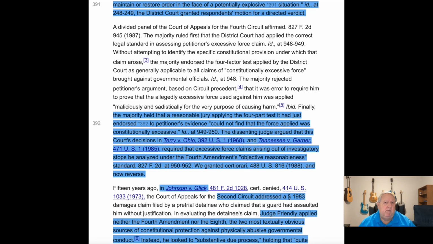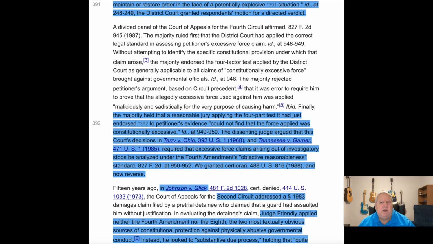Glick, which I will cover in the near future, the Court of Appeals for the Second Circuit addressed a Section 1983 damages claim filed by a pretrial detainee who claimed that a guard had assaulted him without justification. In evaluating the detainee's claim, Judge Friendly applied neither the Fourth Amendment nor the Eighth, the two most textually obvious sources of constitutional protection against physically abusive governmental conduct.